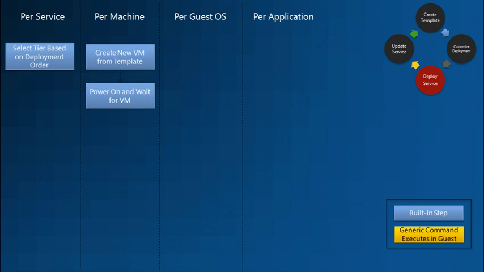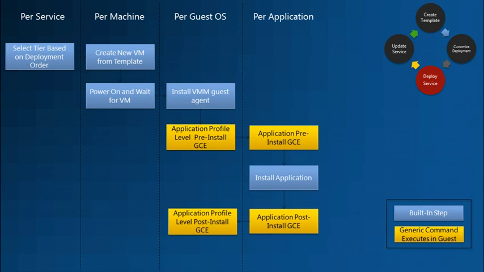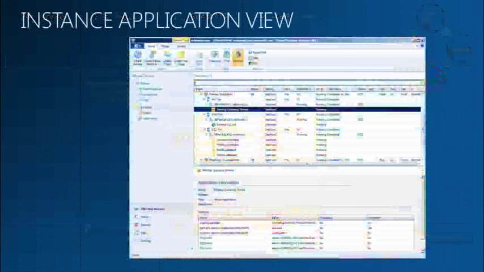So we'll select the tier. We'll create the new VM from the template. We power it on and wait for the VM. The VM will go ahead and get specialized, so Windows specialization. We'll inject our VMM guest agent after Windows specialization is done. And then we'll execute any profile level scripts that you've identified in your application profile. We'll install any applications that are there, execute any post-install scripts. If applicable, add that instance to the load balancer, and then we're done and we'd move on to the next application deployment order.